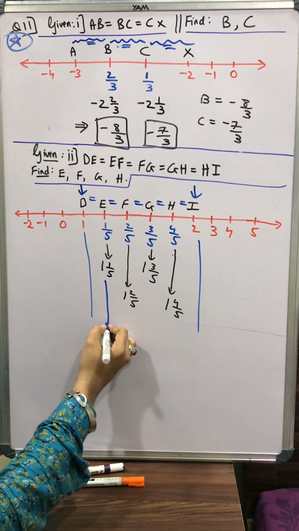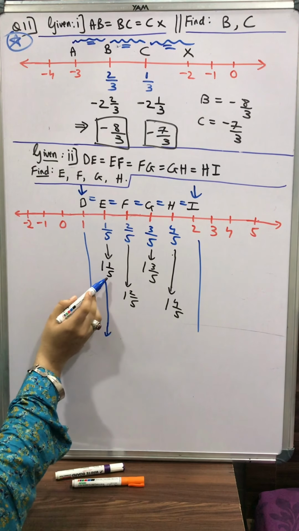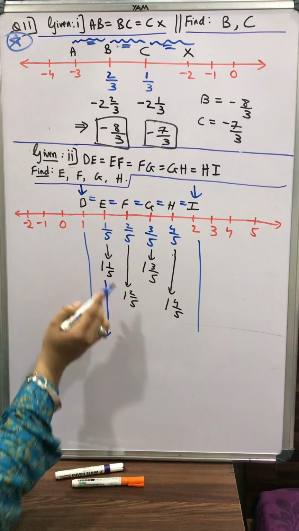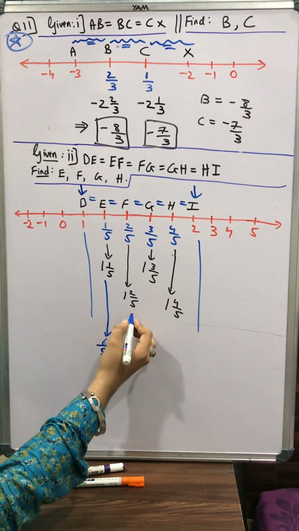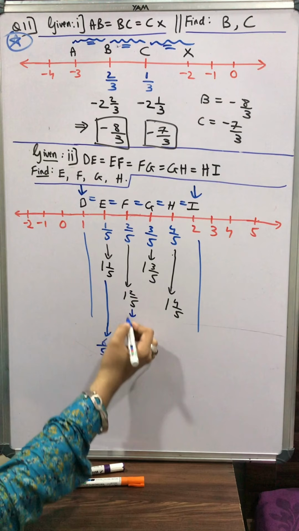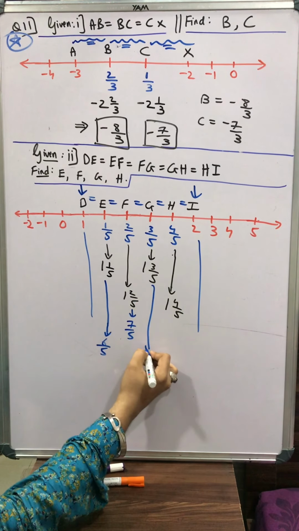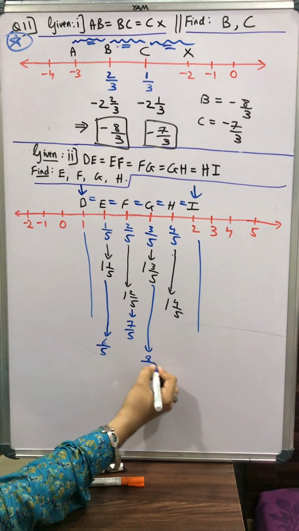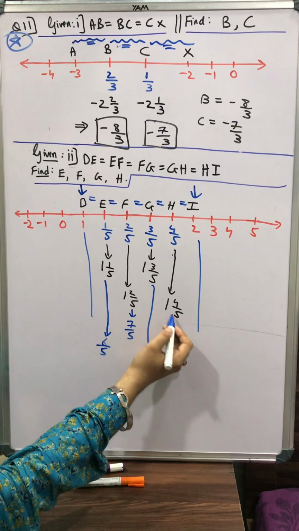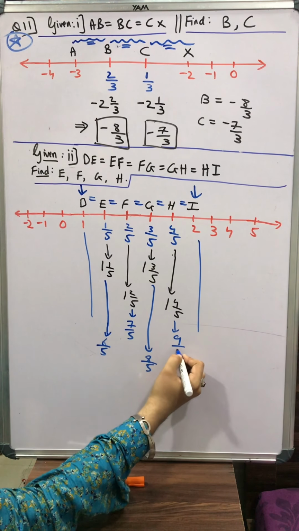So, value of this will be 5 ones are 5 plus 1, 6 upon 5. 5 ones are 5 plus 2, 7 upon 5. Denominator remains the same. 5 ones are 5 plus 3, 8 upon 5. 5 ones are 5 plus 4, 9 upon 5.